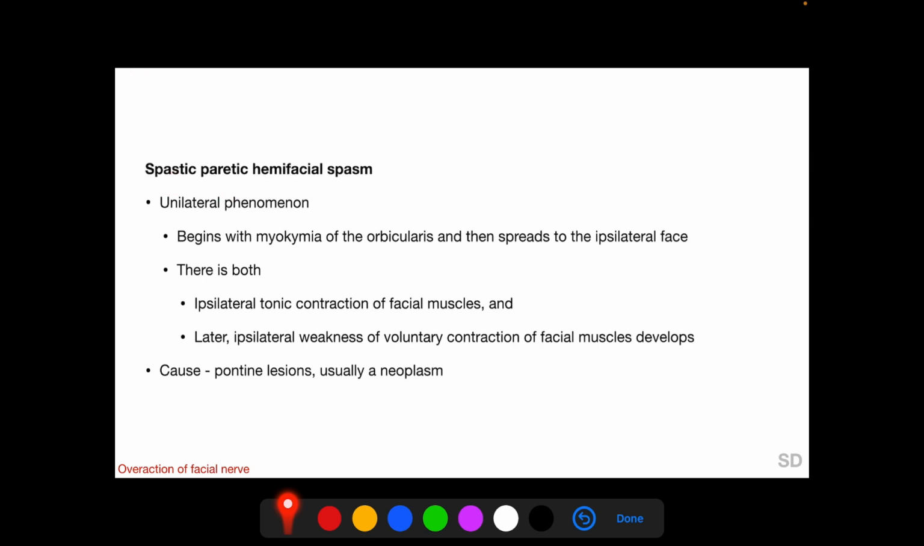Spastic paretic hemifacial spasm, as the name suggests, has a combination of both spasm and paralysis. It is a unilateral phenomenon, and it begins with myokymia of the orbicularis and then spreads to the remainder of the ipsilateral face. And there is both initially ipsilateral tonic contraction of the facial muscles and later on ipsilateral weakness of voluntary contraction of the facial muscles develops. The cause is a pontine lesion, usually a neoplasm.